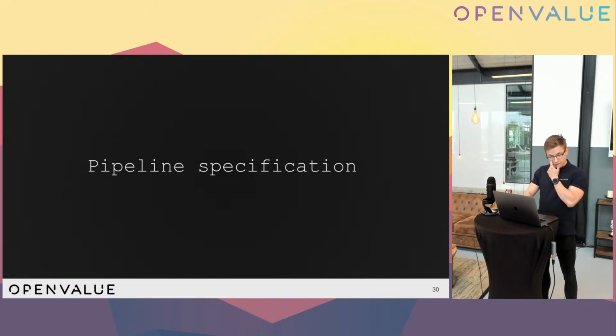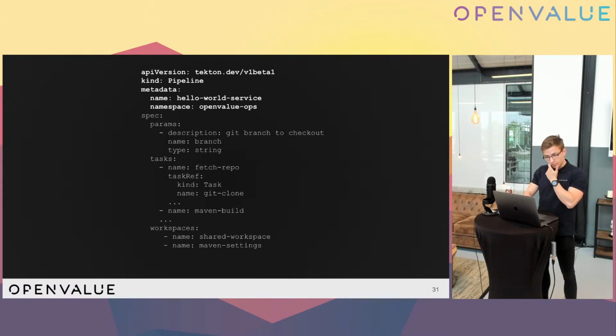So coming to the pipeline specification, it's very similar again to the task specification, but the slight difference is here. Again, we specify the API, the kind. In this case, it's a pipeline, and we call the pipeline Hello World Service because we are building Hello World Service. And we want to deploy this pipeline in OpenValue Ops. This is a different namespace, and we also have a namespace for applications that we're going to deploy to. So we're going to show you that in a bit as well.